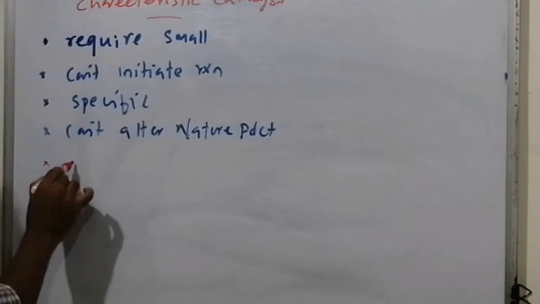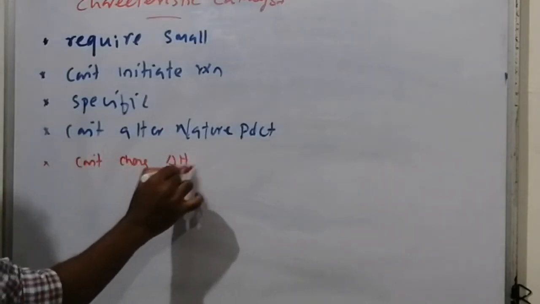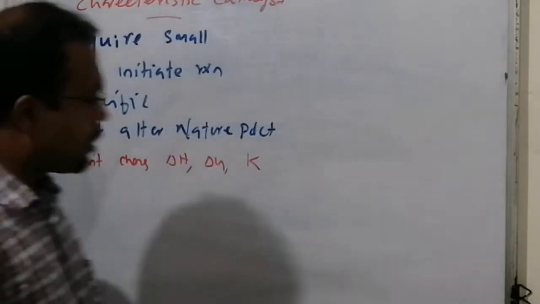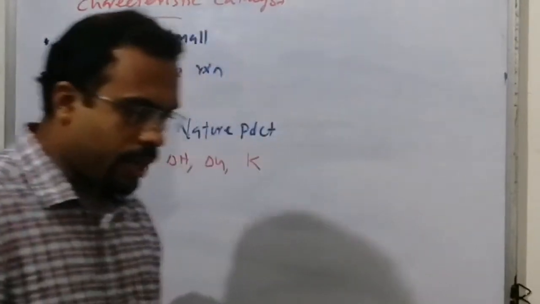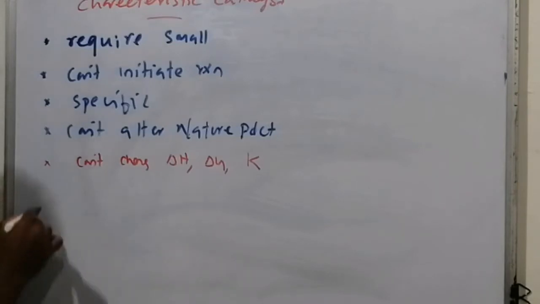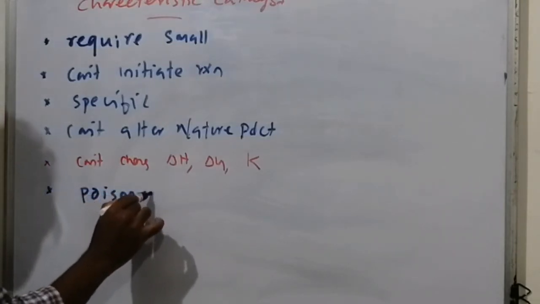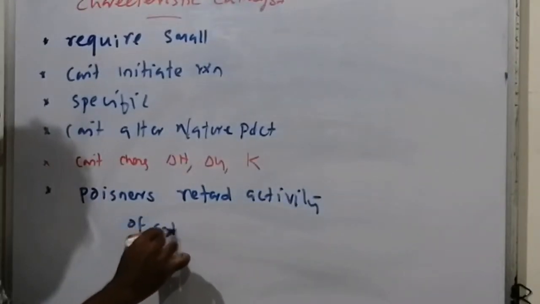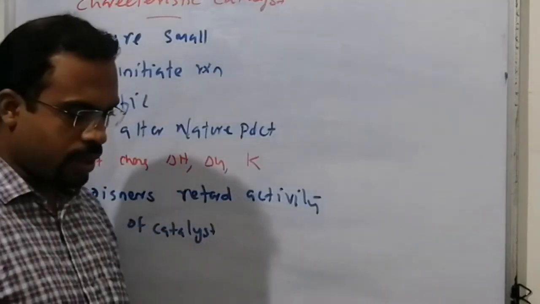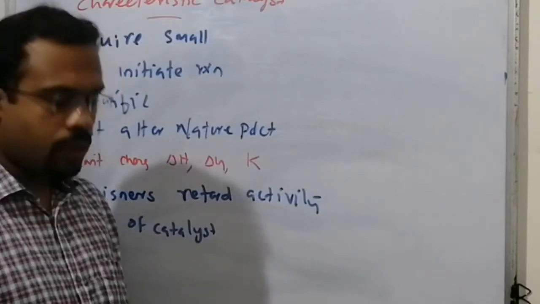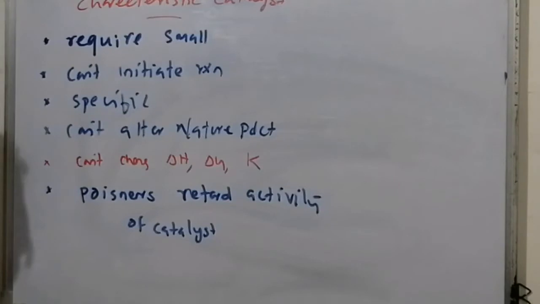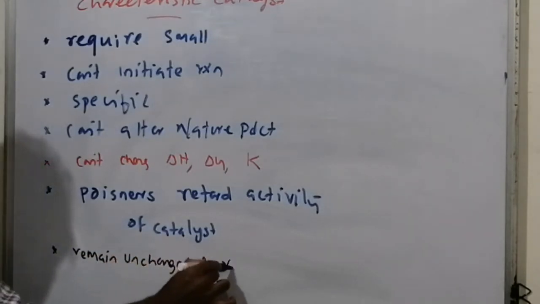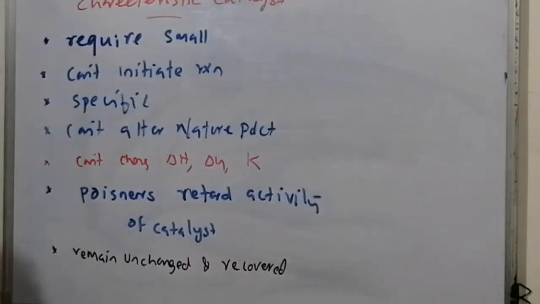Now, it cannot change the enthalpy of the reaction or free energy change of the reaction and the equilibrium constant of the reaction. Next, poisons retard the activity of the catalyst. They decrease the activity of the catalyst. Finally, the catalyst remains unchanged and is recovered. Therefore, this is very important.